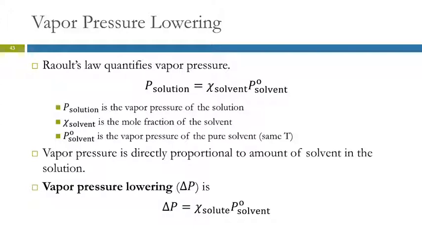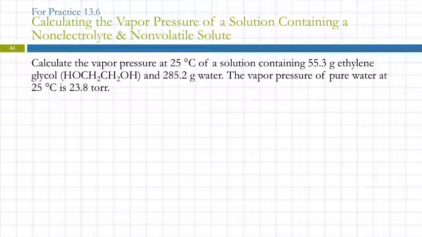Okay, so using these equations isn't that hard. It's trying to remember them. So I'll give those to you. Let's do an example. Calculate the vapor pressure at 25 degrees Celsius of a solution containing 55.3 grams of ethylene glycol and 285.2 grams of water. The vapor pressure of pure water at 25 degrees is 23.8 torr.